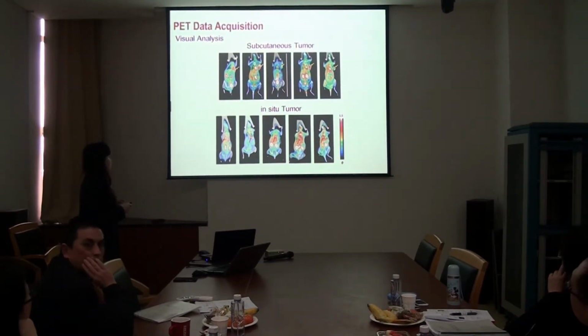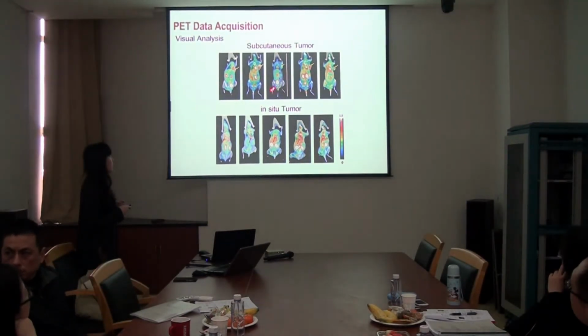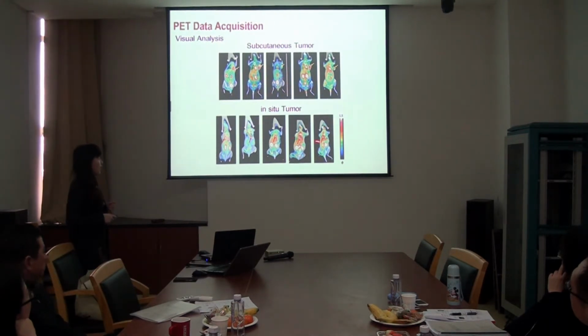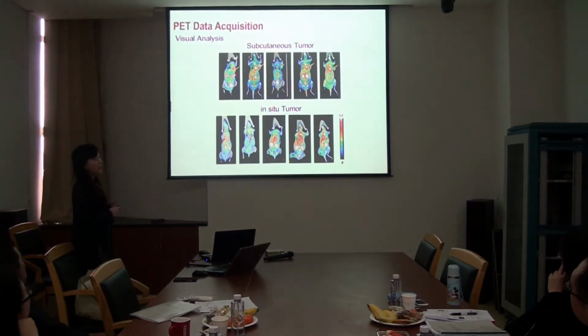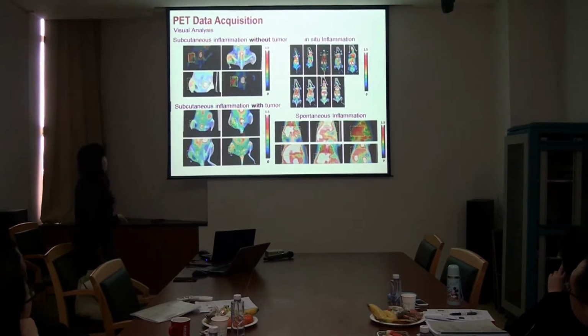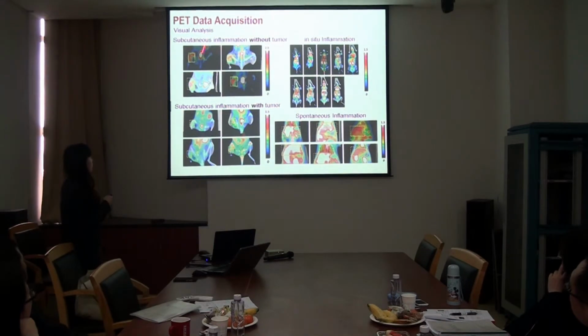In the visual analysis, we can see that besides those physiological uptake, both subcutaneous and in situ tumors are evident. The yellow arrow points to the subcutaneous tumor in the axillary area, and the red one points to the in situ tumor inside the lung. For inflammation groups, the left arrow is subcutaneous inflammation. We can see that subcutaneous inflammation without tumor has a very high level of FDG uptake on the right leg, and it's much higher than the background, which is the left leg.